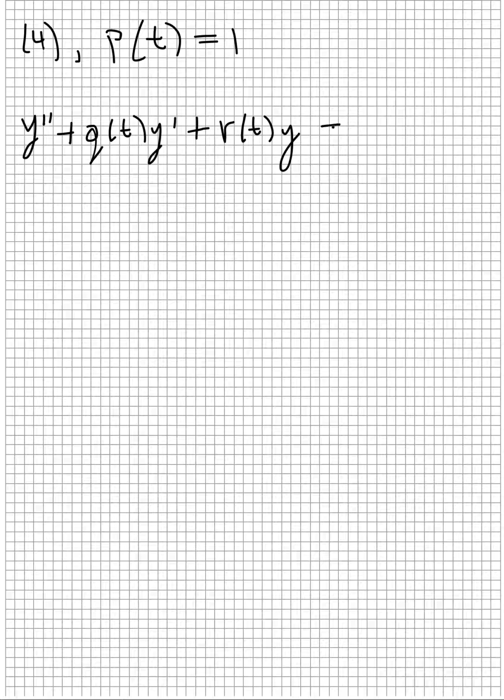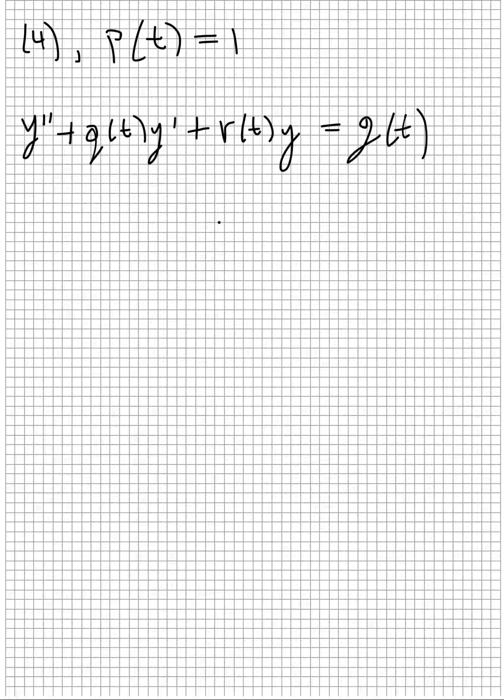However, in order to make things simpler for us, we're going to assume the following: that the function p of t is equal to 1. Okay? So in other words, we are going to go back and start working with the following differential equation, which would be y double prime plus q of t times y prime plus r of t times y equals g of t. So you can see how this naturally comes out of that assumption.